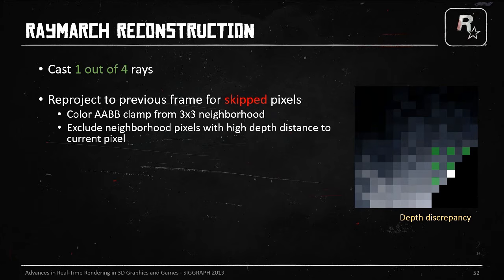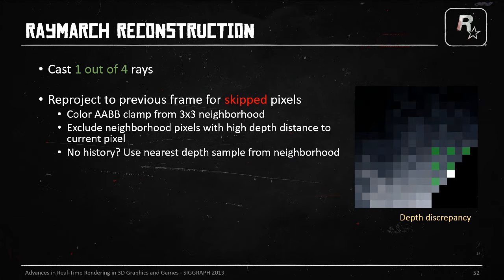So what we do is we apply a refinement over the neighborhood and drop neighborhood results which have a very high depth difference to the pixel we're interested in. And if we don't have any history, like on frustum edges, then we just use the nearest depth sample from the neighborhood.